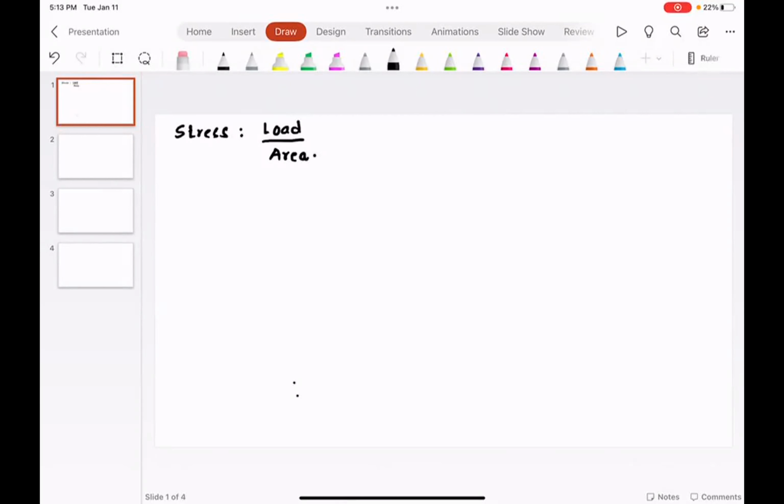There are two types of stresses. Only two. The first type of stress is normal stress. And the second type of stress is shear stress. And please remember this, okay? Because unfortunately, this fact is not stressed as it should be.